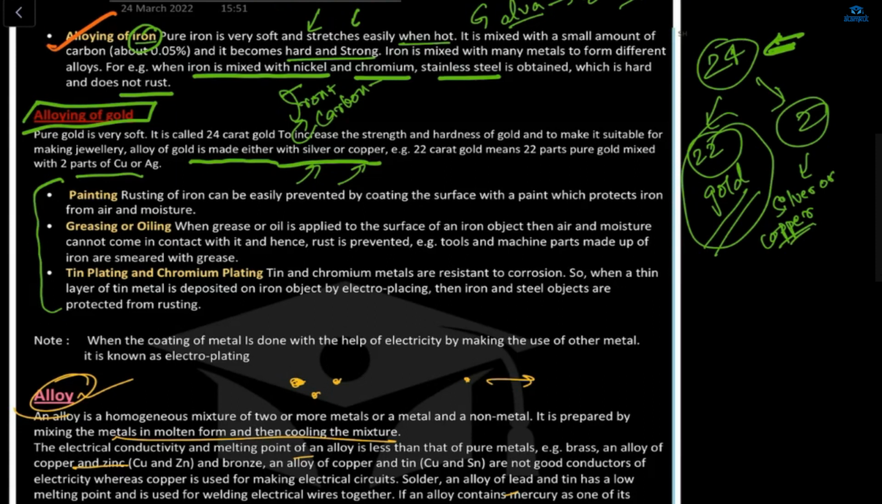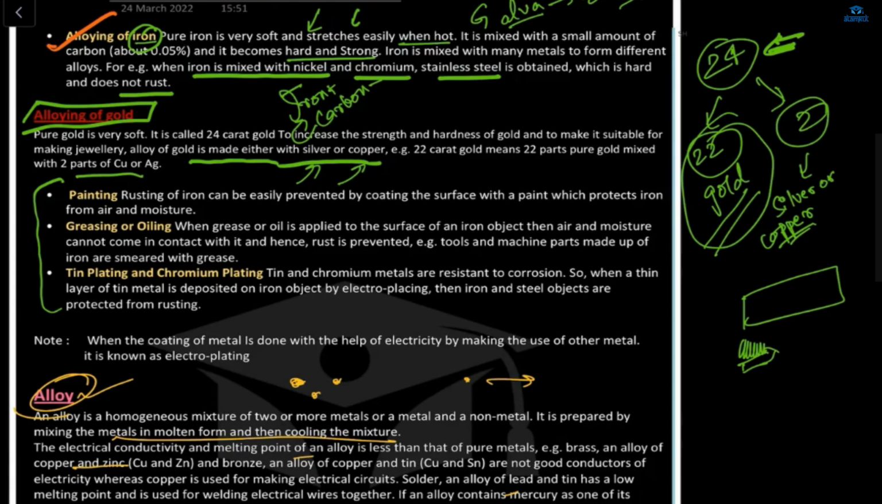Next is greasing or oiling. Oil or grease is applied, let's say this is your iron nail, to the surface of the iron to prevent it from coming in contact with the air and moisture present in the atmosphere, to prevent rusting. Third is tin plating and chromium plating.